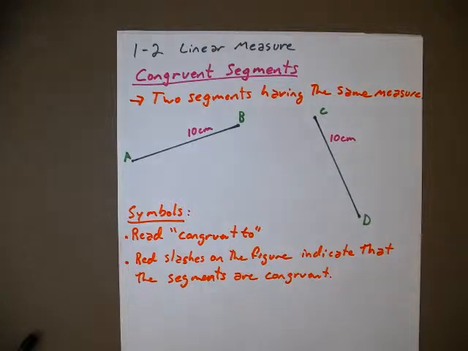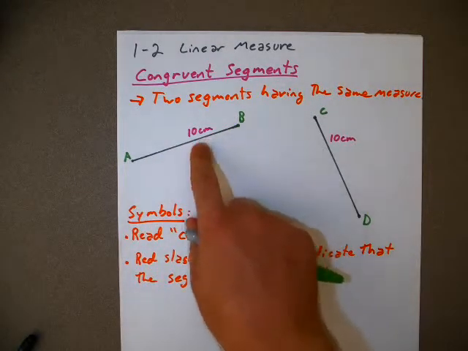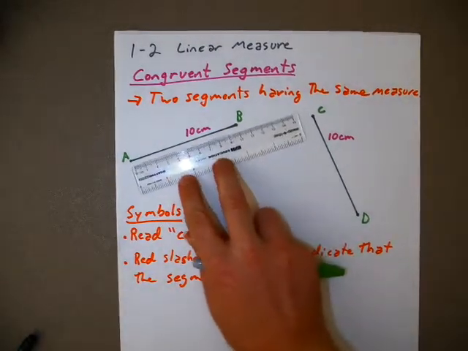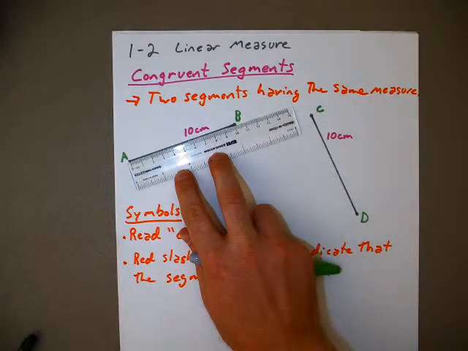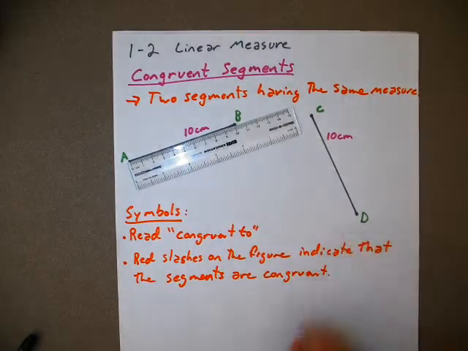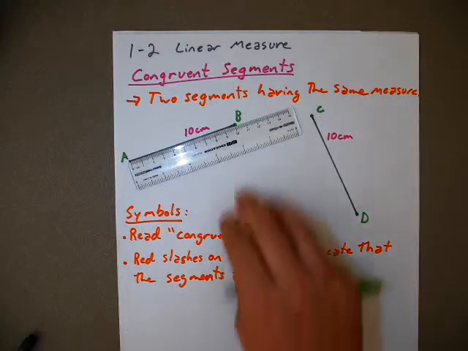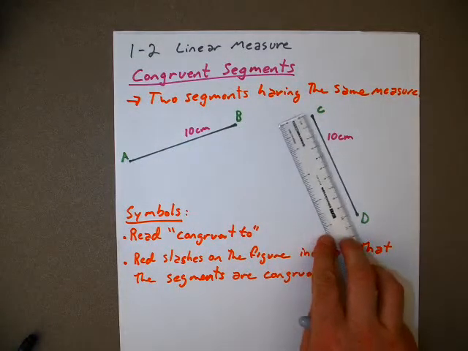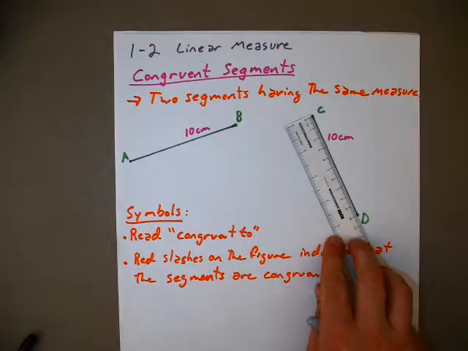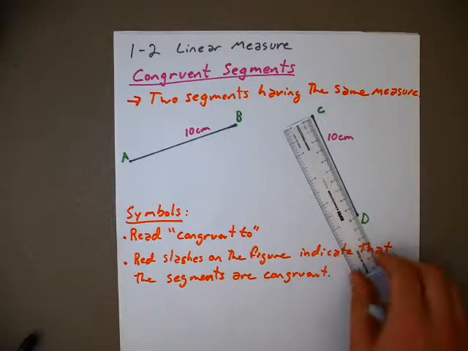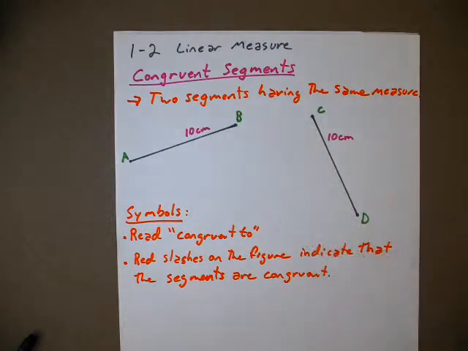As you can see, segment AB is 10 centimeters. I'll measure that out for you. And it tells us that line segment CD is also 10 centimeters. And I'll measure that out for you. Because they have the same measure, we can refer to them as congruent.